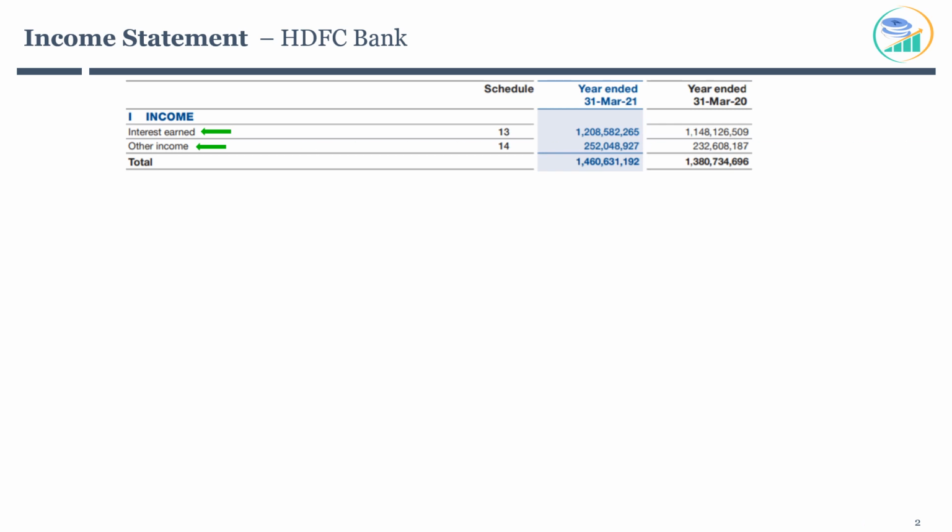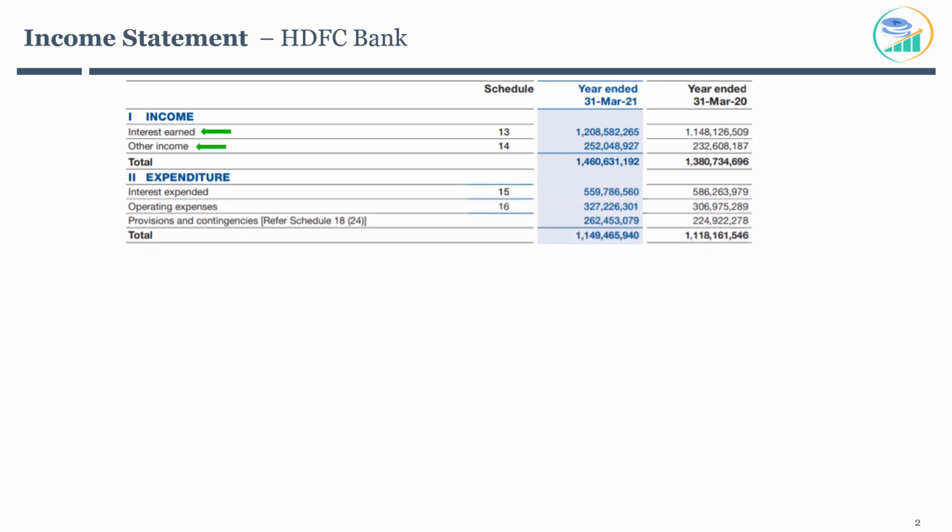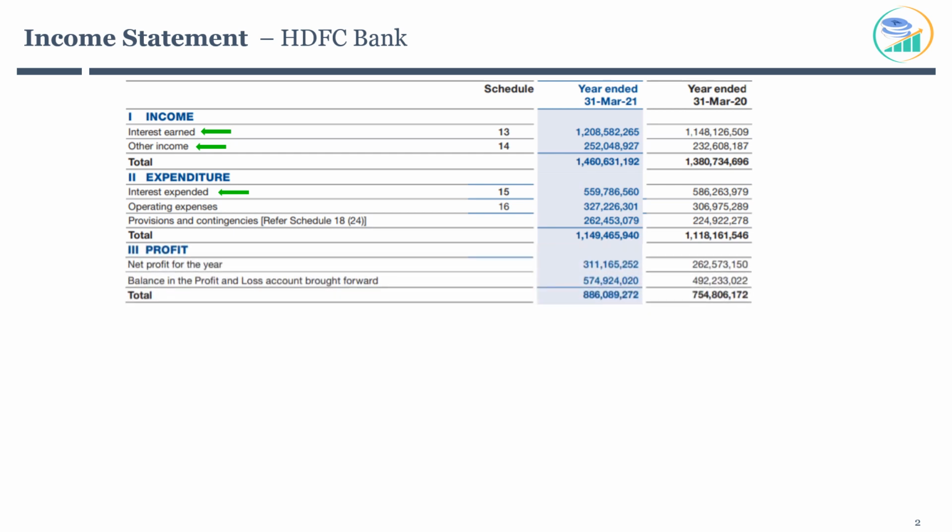The next line item is expenditure. A bank's main expense is interest paid on borrowed money. There are other expense line items like operating expenses, provisions, and contingency. I will talk about each line in detail shortly. The next line is profit for the year, or net profit. The net profit is calculated as total income minus expenses, including taxes.